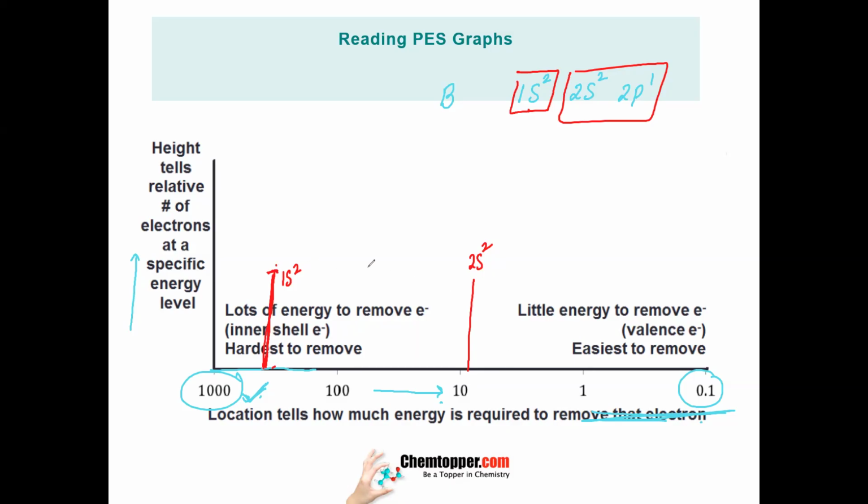Same height. Why? Number of electrons are same, 2, 2. Then I have 2p. 2p has slightly higher energy than 2s. Slightly, because they are in shell number 2, same shells. So place it closer here and half of the height. This is 2p1.